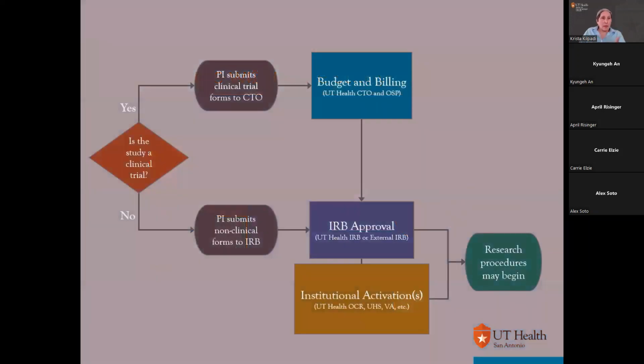So once you've passed this budget and billing stage, we go on to the next stage, which is the IRB approval stage. And that can be either at the UT Health IRB or at an external IRB. The functions are somewhat similar. We'll mostly be talking about what happens at the UT Health IRB. There may be some slight differences if you're going someplace else, but the fundamentals are going to be all the same.